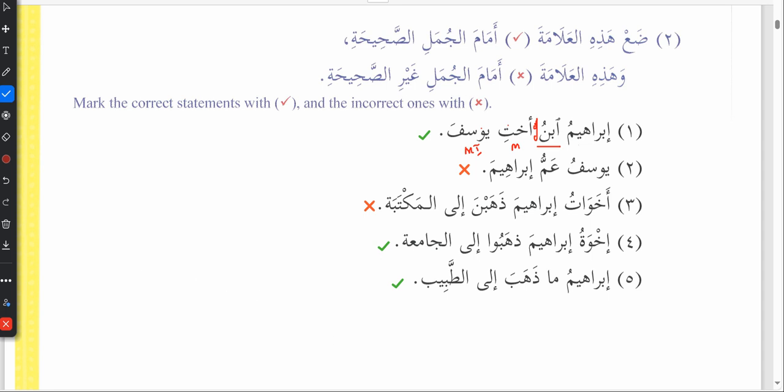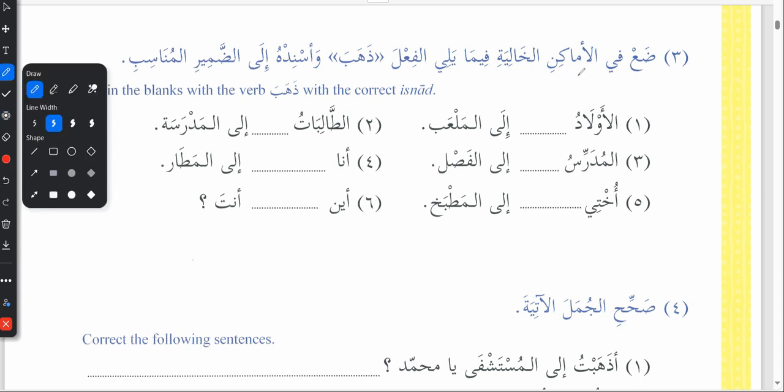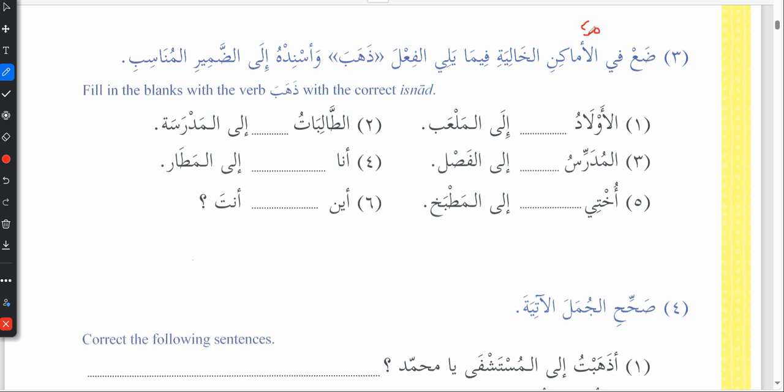Da fi amakin. Amakin is the plural of makan. So amakin, places. Al khaliyati. Khaliya means khali, empty spaces. Makan and khaliya is empty. And you can see the sifa used is feminine for ghair aqal, amakin. Fima yali, that is the following sentences. Dhahaba, you have to fill all these empty blank spaces with dhahaba.